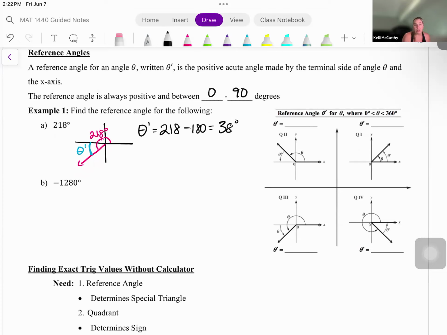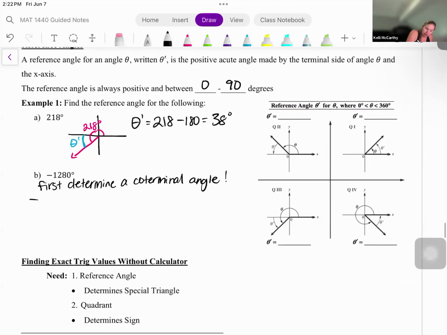What if we have an angle of negative 1,280 degrees? This is a very large angle. What we're first going to determine is a coterminal angle. So I'm going to look for a positive coterminal angle. So negative 1280, I'm going to add multiples of 360. I'm going to go ahead and add 3 multiples of 360, just to see where this gets me.